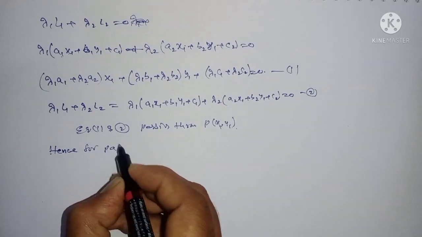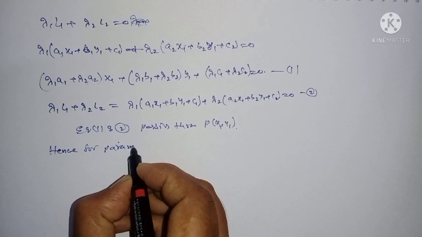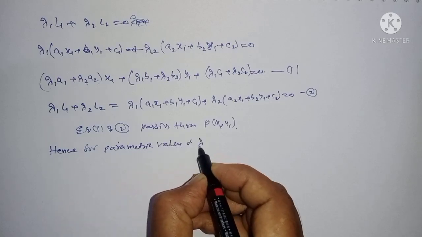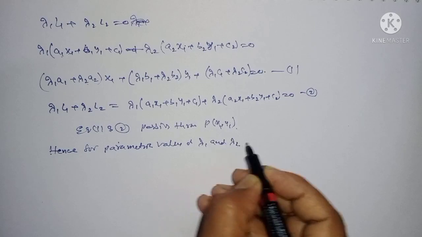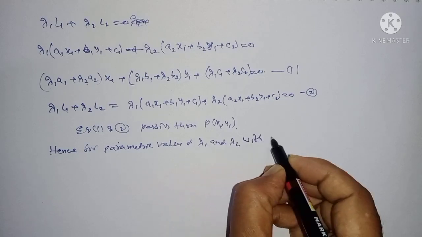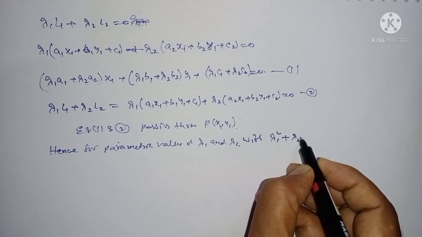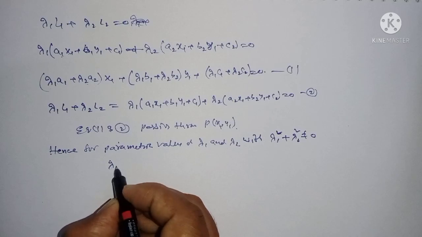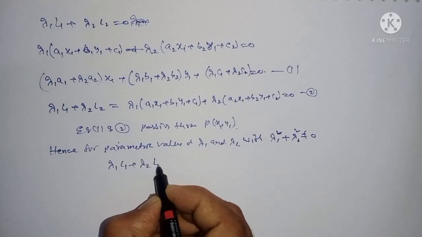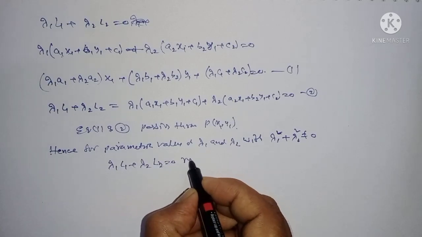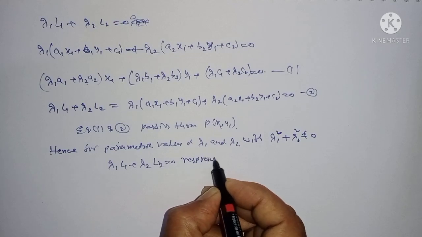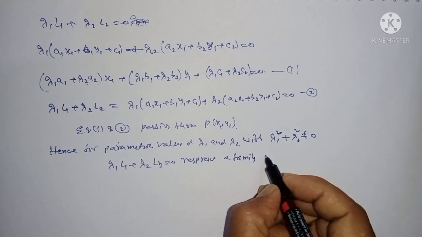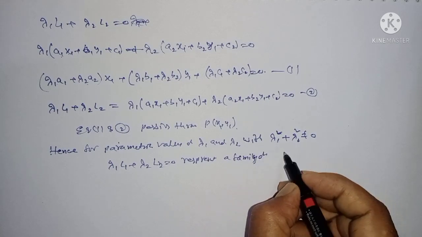Therefore you can write, for parametric values of lambda 1 and lambda 2, with what you are taking here, lambda 1 squared plus lambda 2 squared is not equal to 0. Thus condition I observe. Therefore lambda 1 L1 plus lambda 2 L2 is equal to 0 represents a family of straight lines.